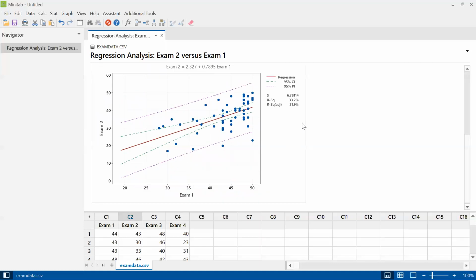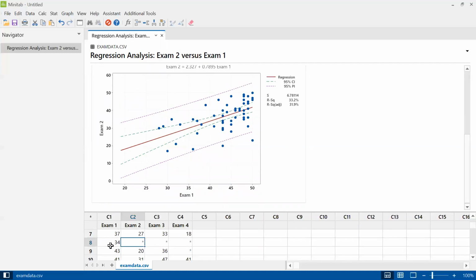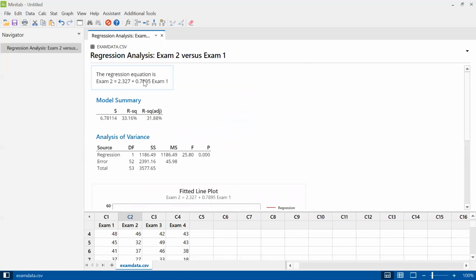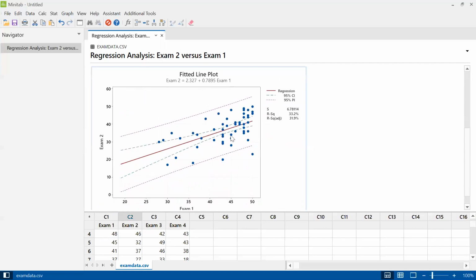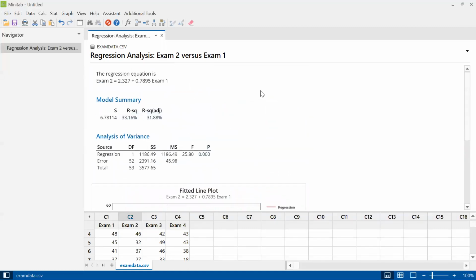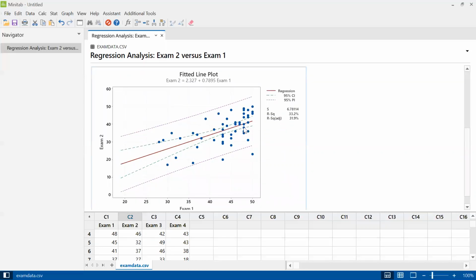So this person who got a 34 on exam 1, the way we would guess their exam 2 score is plug in 34 in the exam 1 slot, multiply by 0.7895, and add on 2.32. And that would give us our guess for their exam 2. It wouldn't be a very good guess, but like I said, it would be better than just guessing that they would get average. So the red line is the graph of this line that we have up here. That's the line that Minitab computed to be the closest to going through the dots.